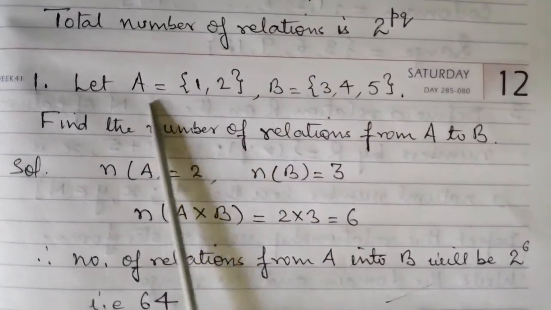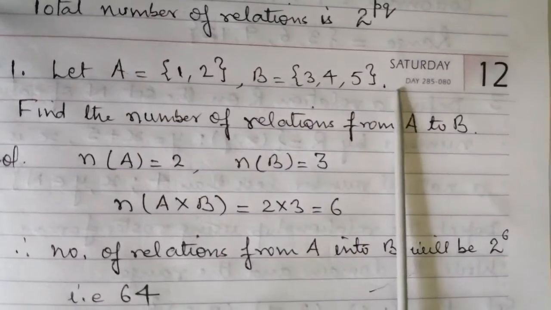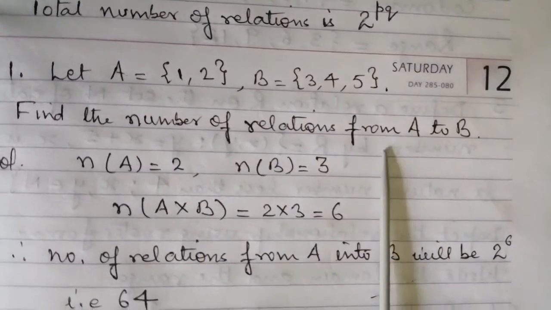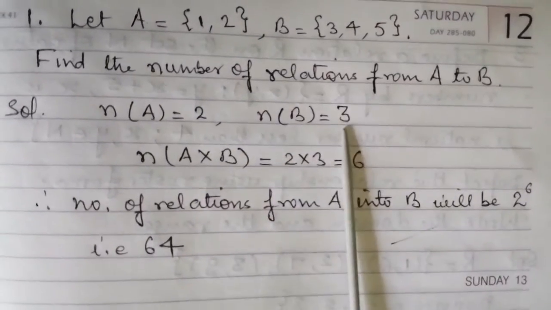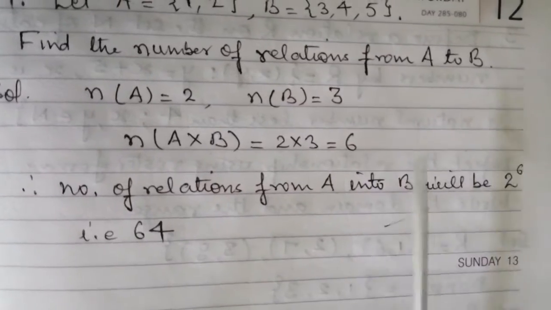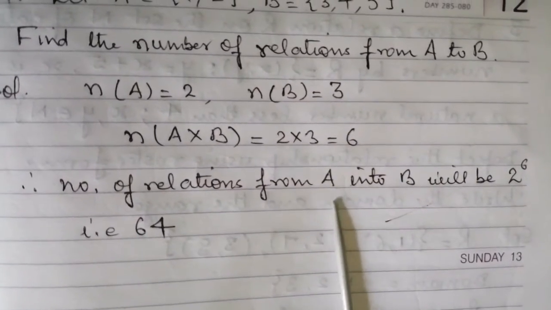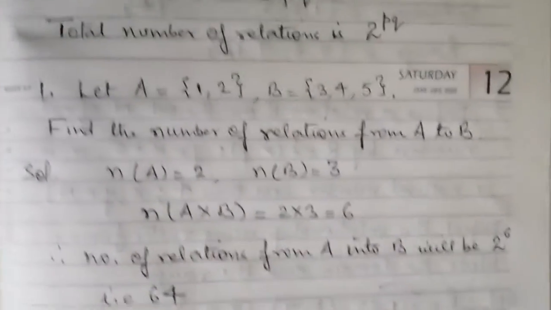Let set A have elements 1 and 2, and set B have elements 3, 4, 5. Find the number of relations from A to B. So n of A is equal to 2, n of B is equal to 3. So n of A cross B will be 2 into 3, that is 6. Therefore, the number of relations from A to B will be 2 raised to power 6, that is 64.